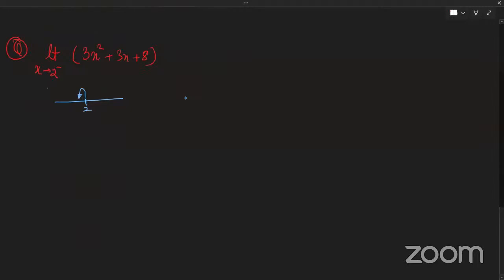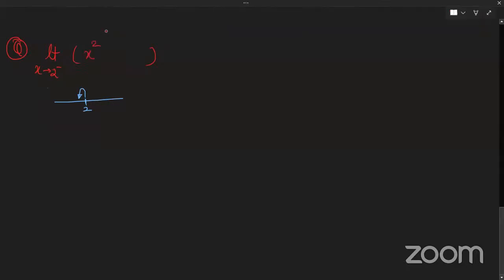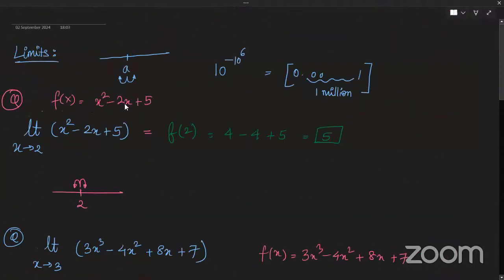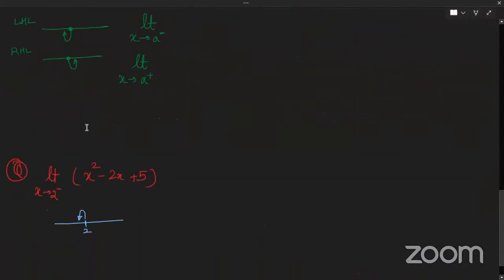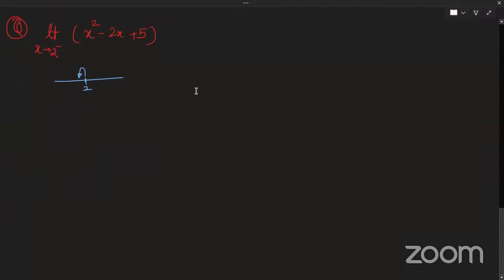Sir, here you mentioned the direction. There is no direction. Okay, but how does that change the value? Now I am keeping the function the same for you. Earlier I had x square minus 2x plus 5, and the limit was x tending to 2. Now I have limit x tending to 2 minus, and I am keeping the same function. How does that make a difference to the answer? Can anyone tell me?